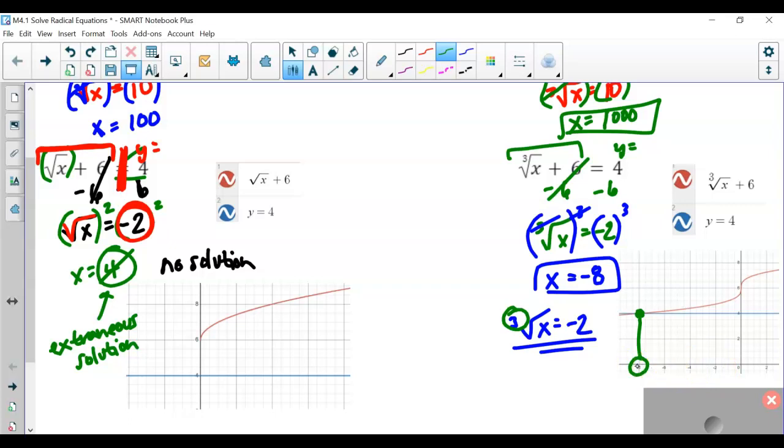So again, keep in mind this idea of an extraneous solution, and we're going to have to check. If we have a radical equal to a negative value, this is extraneous, no solution. But if it's a cubed root, or an odd index, then equal to a negative, we will still have a solution.